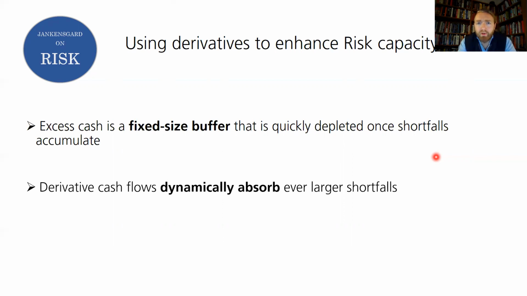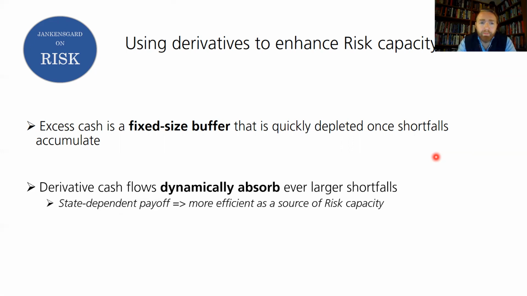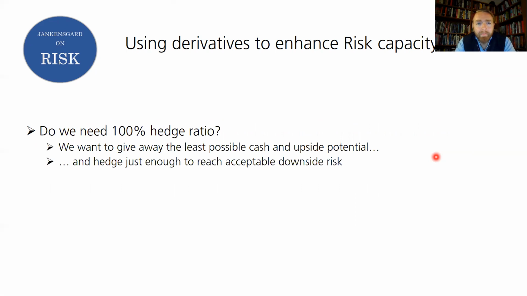You have this leverage from the derivative that ensures the payoffs get larger the worse the commercial situation. We're losing on the commercial side, right, from lower oil prices, but for every additional fall in the oil price, the payoff from the hedge gets larger. So it's dynamic in that sense. It's a state-dependent payoff, and it's more efficient as a source of risk capacity when there's tail risk involved here. And we may, in fact, not need even the full coverage here.